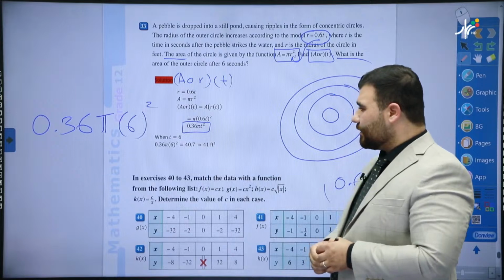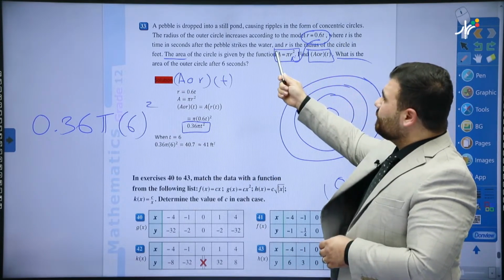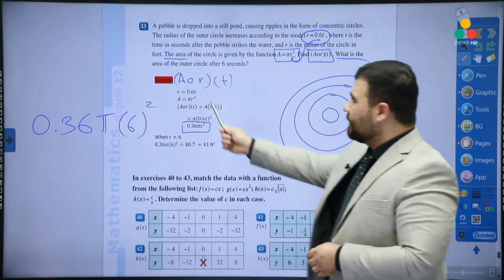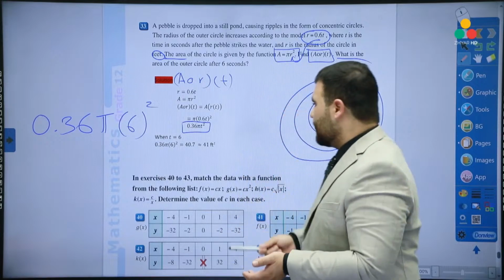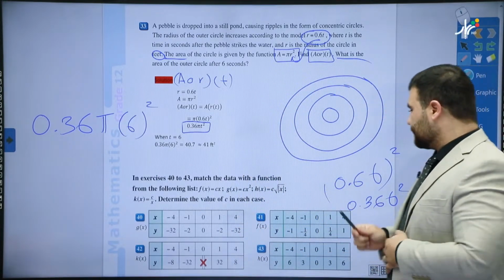Nearly it's 41. The question is in feet. Then the answer will be in feet squared. The question is in feet, not in centimeters or meters. It's feet. Then the final answer, since it's area, we write feet squared.